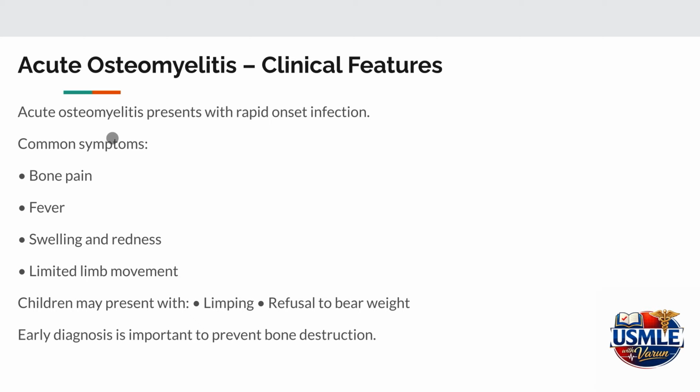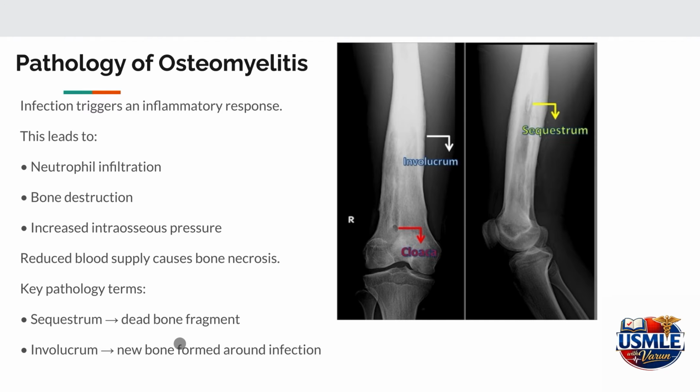Acute osteomyelitis typically presents with signs of infection and inflammation. So patients commonly develop localized bone pain, fever, swelling, and redness over the affected area, and also limited limb movement. In children, osteomyelitis may present with limping or a refusal to bear weight on the affected limb. Because the infection can rapidly destroy bone tissue, early diagnosis and treatment are extremely important. If untreated, the infection may progress to chronic osteomyelitis, or it can also spread to the surrounding tissues. So, it needs to be taken care of.